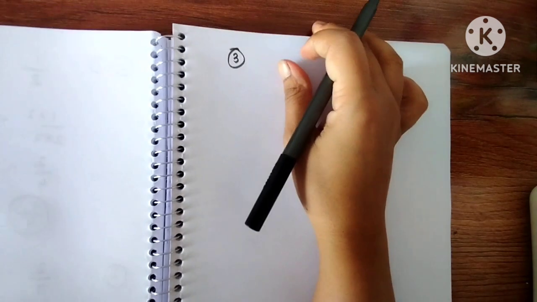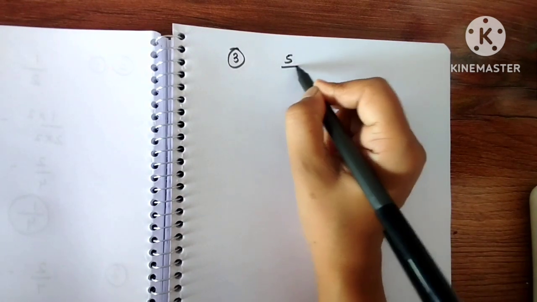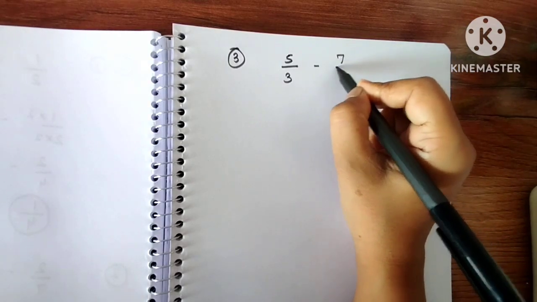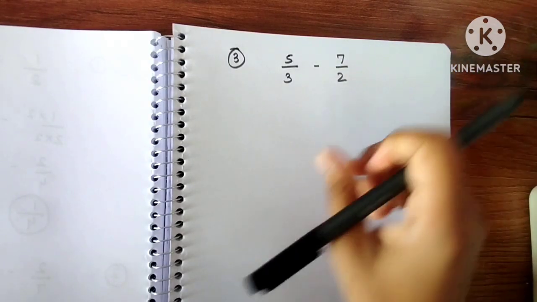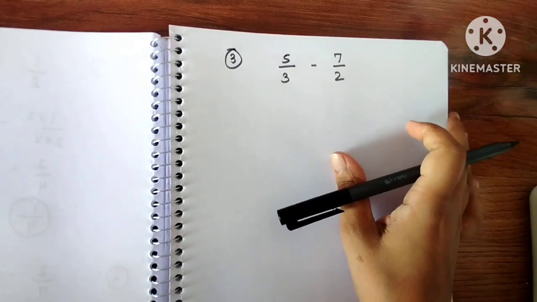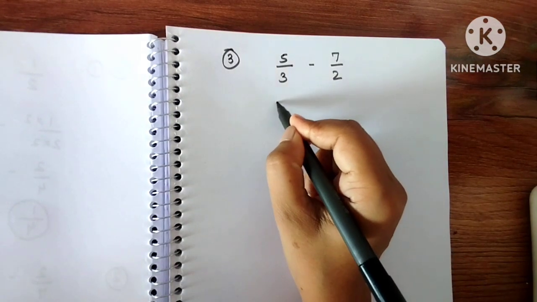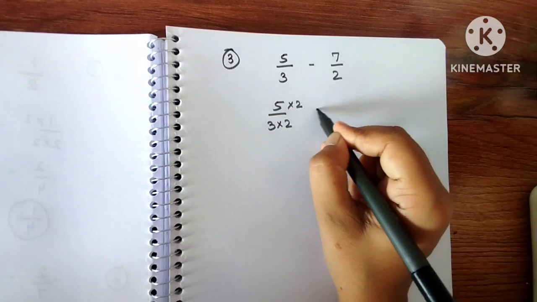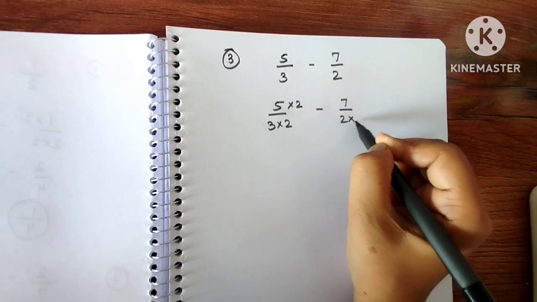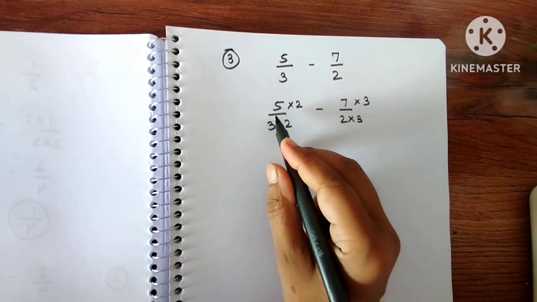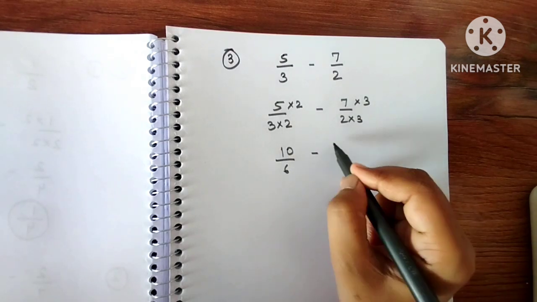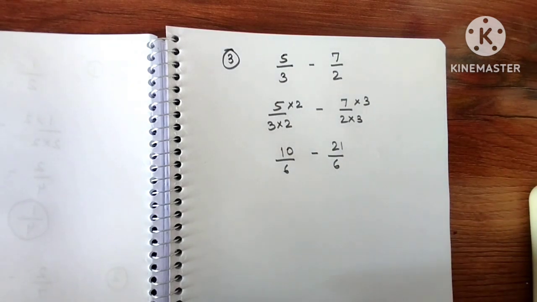Clear? Now let's take some more examples. 5 upon 3 minus 7 upon 2. Now 3 and 2 both are prime numbers. So what we do? We do the cross multiplication. Correct? So multiply 2 here, multiply 2 here, minus 7 upon 2. Multiply 3 here, multiply 3 here. 5 twos are 10 upon 6 minus 7 threes are 21 upon 6.